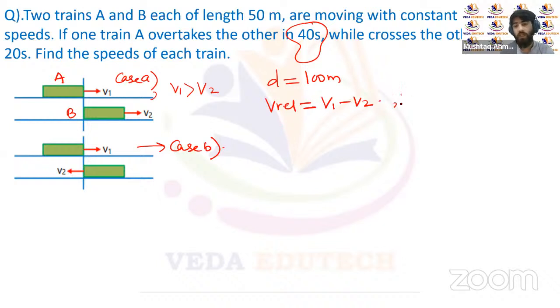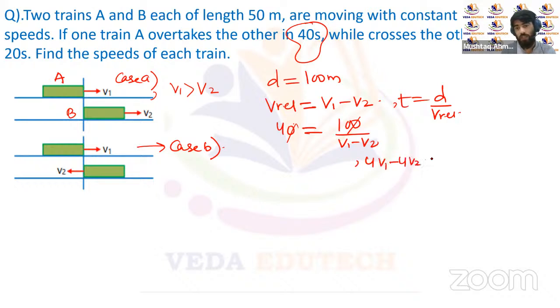So the time will be equal to distance upon the relative velocity, right? The time is 40 seconds in this case. So 40 will be equal to 100 upon v1 minus v2, right? So you can see from here, 4 times v1 minus 4 times v2 will be equal to 10. Or we can say that v1 minus v2 will be equal to 5 upon 2, right? Let's call this equation first.